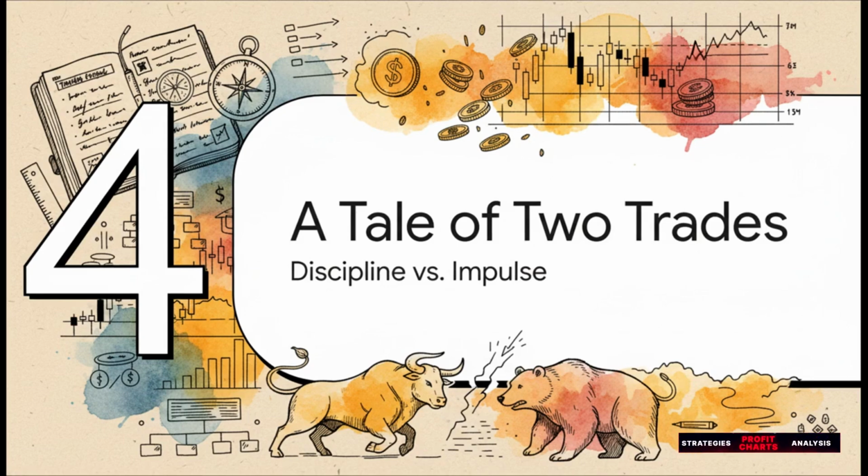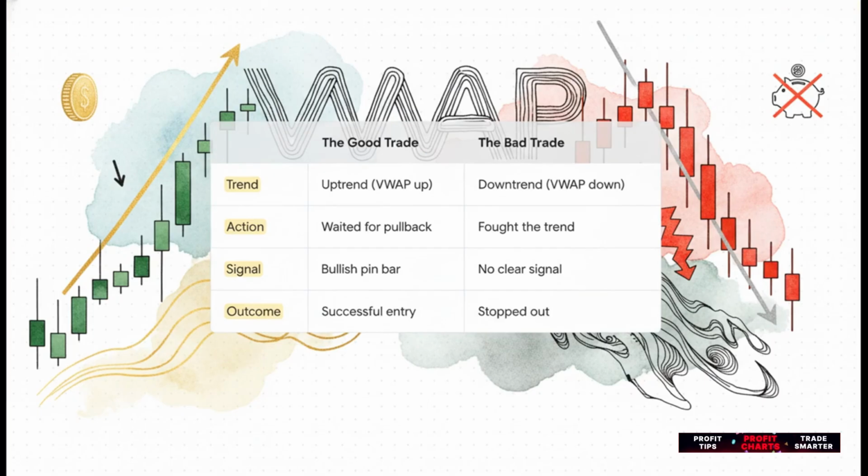Okay, let's see how this all plays out in the real world. We'll look at 2 trades, maybe on something volatile like gold or Bitcoin, and we'll compare a disciplined trade that follows the playbook with an impulsive one that just throws the rules out the window. This table tells the entire story, doesn't it?